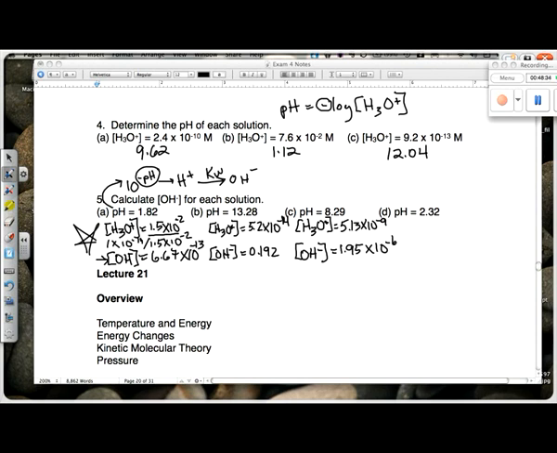Okay, one more. Second log negative 2.32. And I get an H plus concentration of 4.79 times 10 to the minus 3. And then I say 1 times 10 to the minus 14 divided by the 4.79 times 10 to the negative 3 to get my OH minus concentration, which is 2.09 times 10 to the minus 12.